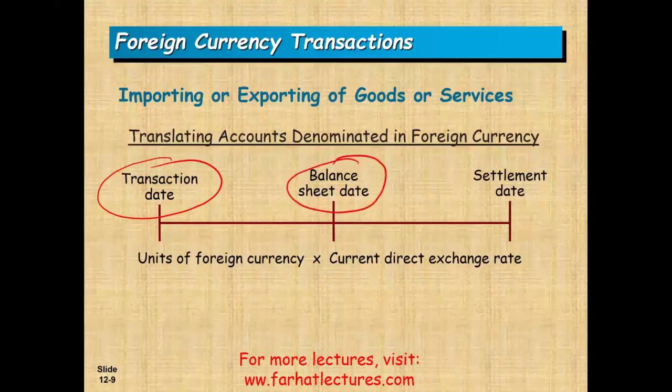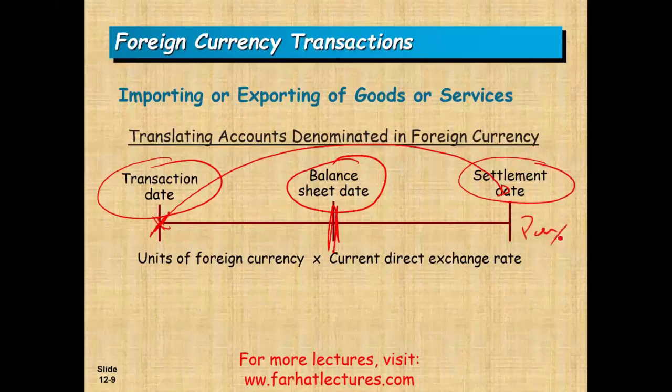Balance sheet date means if the transaction took place and it's not going to be settled until the next period, then what's going to happen? You have to prepare the balance sheet. So you have to worry about what we have to do on the balance sheet date. Then we have the settlement date, the date that you have to pay the money. 3 different dates, and this is as complicated as it gets.